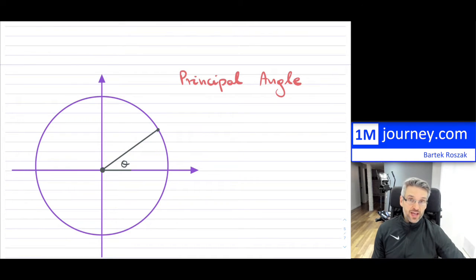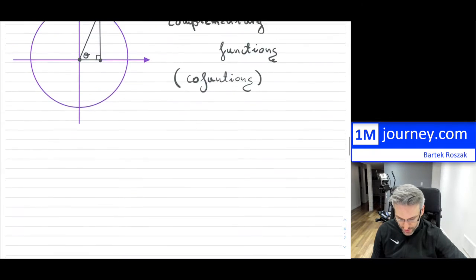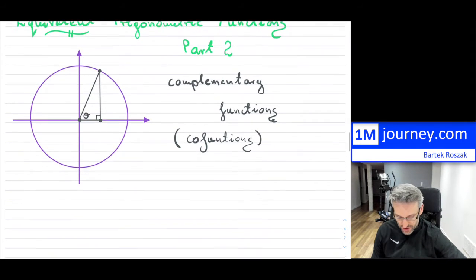So there's heavy reliance on the unit circle here and your understanding of it. And if you do understand the unit circle relatively well, then trying to remember these equivalent trigonometric functions is not going to be as bad. But if you're not comfortable with the unit circle, unfortunately, you might have to brush up on that to really understand these. So I'm going to start with the first one, the complementary functions.